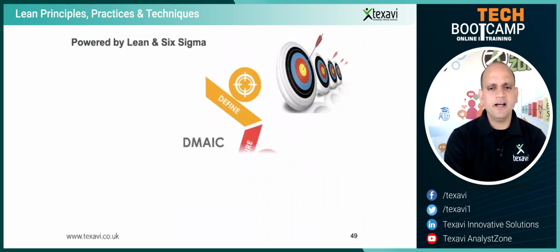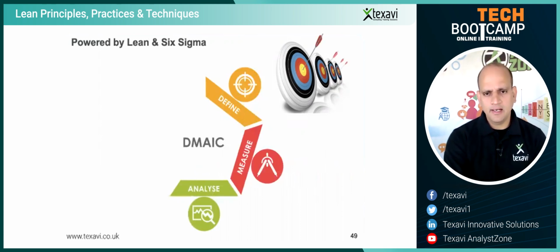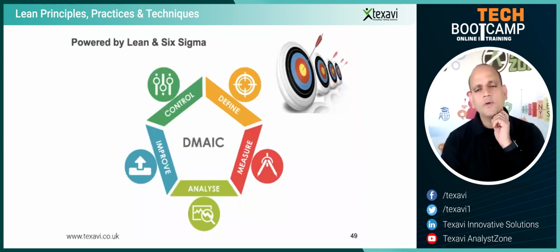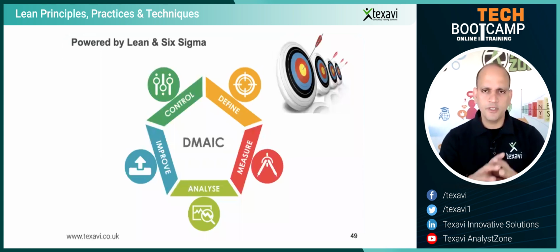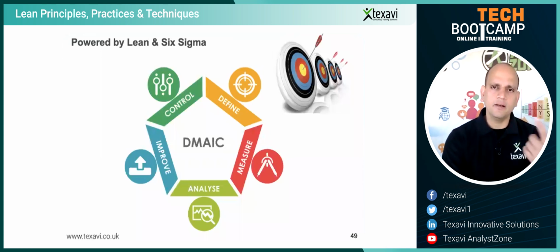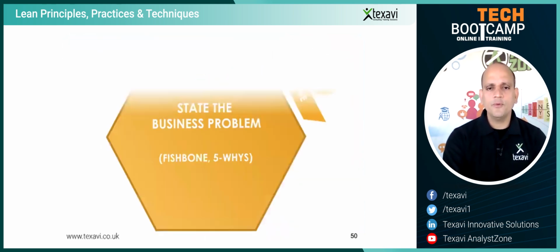DMAIC stands for define, measure, analyze, improve, and then control. So that's what it really stands for: define, measure, analyze, improve, control. So it's essentially a very powerful iterative tool set. It goes again, continuous improvement, right? So what do you mean by define?